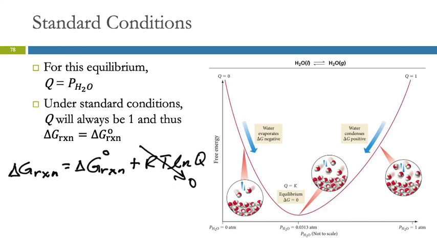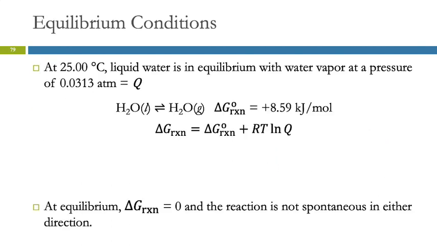So this appears to be non-spontaneous. That's because the actual conditions are nowhere close to standard conditions. At 25 degrees Celsius, liquid water is in equilibrium with water vapor at a pressure of 0.00313 atmospheres. So that's what Q is equal to.